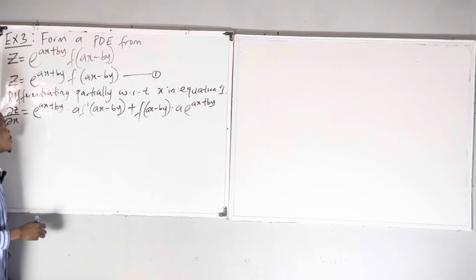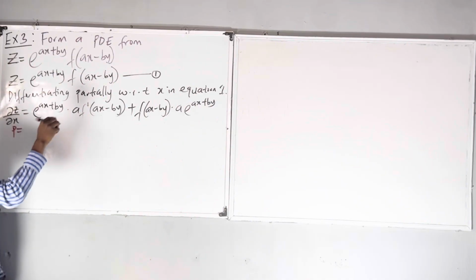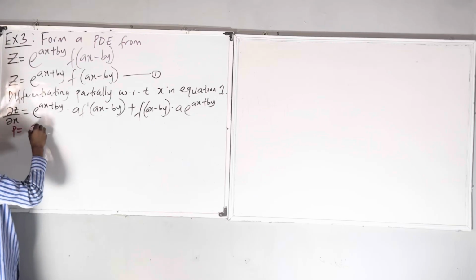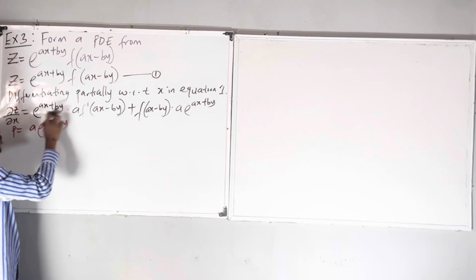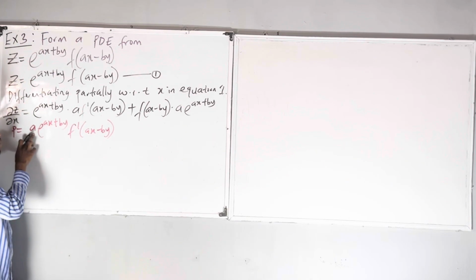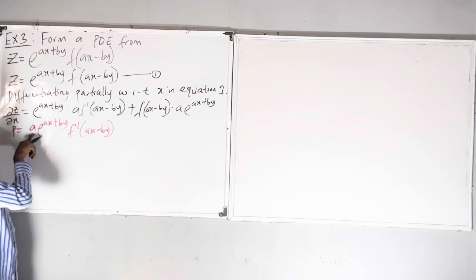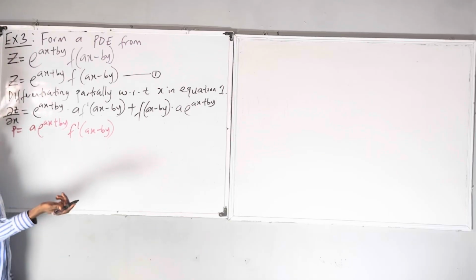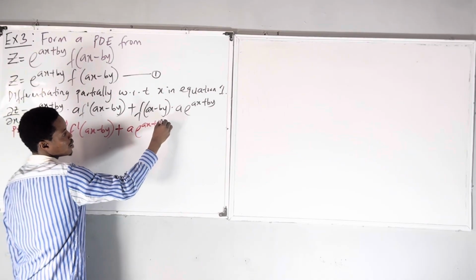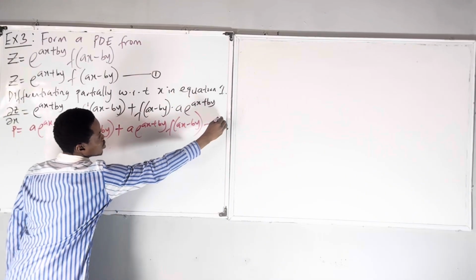So what is my next step? Remember that our notation for partial z over partial x is p. So here p is equal to what? I can take this a f prime, this is a product. I take e^(ax+by) multiplied by f prime of ax minus by. I take a out here. This a is affecting this, and it's also affecting the other. It means a f prime, so a is outside, then this. Plus a e^(ax+by) f of ax minus by. I can consider this as equation 2.